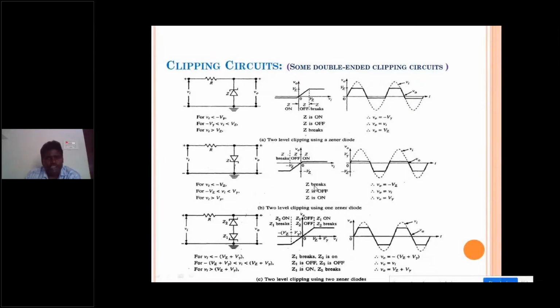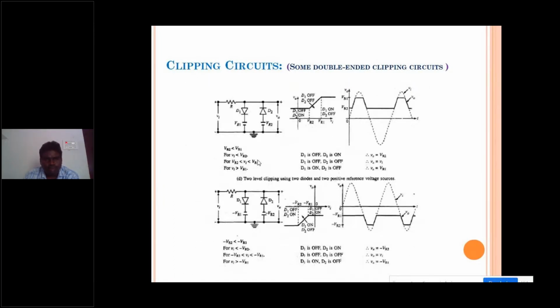I will share all the slides with you after completion of this session. Just concentrate and learn from the slides. So these are the double-ended clippers. You can clip at any place, wherever you want to clip and wherever you want to transmit. You can do that by using all these things. If anybody wants me to explain anything, you can stop me and ask for an explanation.